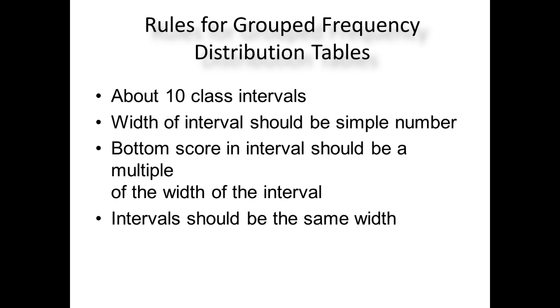You can have a grouped frequency table, and you have a grouped frequency table when you have more than 10 possible values that a variable can take. In this case, you should use a very narrow, a very consistent and simple number for the width of your interval. You'll see what I mean in a second. And the bottom score in an interval should be a multiple of the width of the interval.